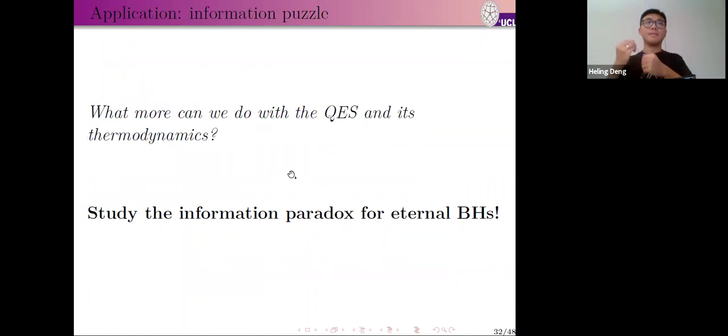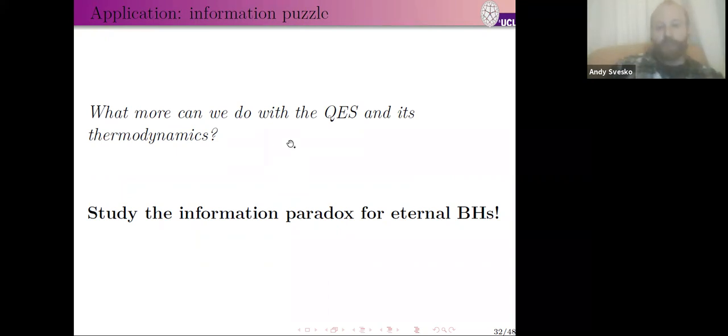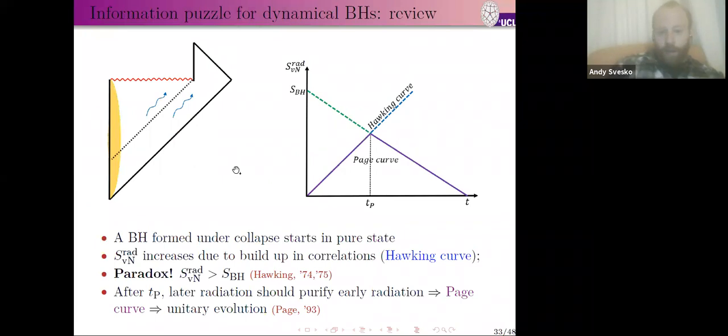Okay, so essentially, now that we've studied the QES and thermodynamics, the question is, what do we do with it? Who cares, other than me and a couple other people? You can use the thermodynamics and what you found to study the information paradox for the case of eternal black holes. So I'm actually going to skip most of the detail on this slide. This is essentially a statement about the information paradox.